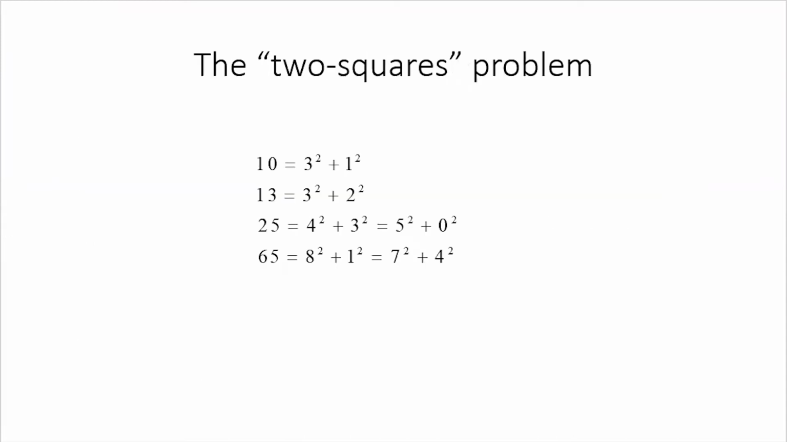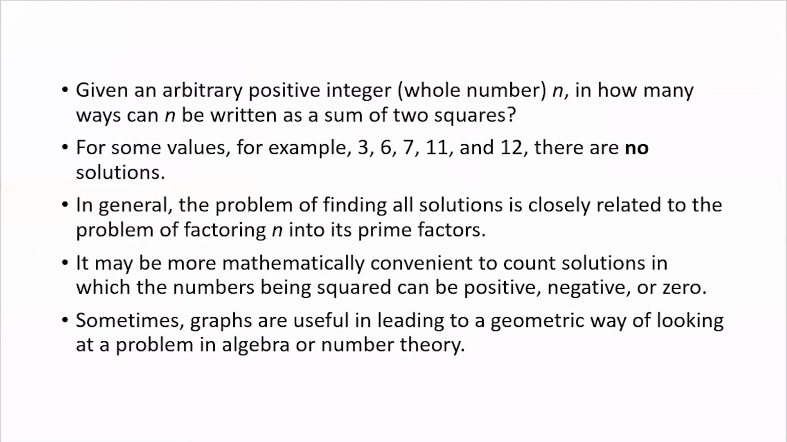There's an old problem. Given any positive whole number, how can you write it as the sum of two squares? For some numbers, there may be one solution. There might be more than one solution. For some numbers, there are actually no solutions. In general, it turns out that the problem of finding all the solutions is closely related to the problem of factoring n into its prime factors.